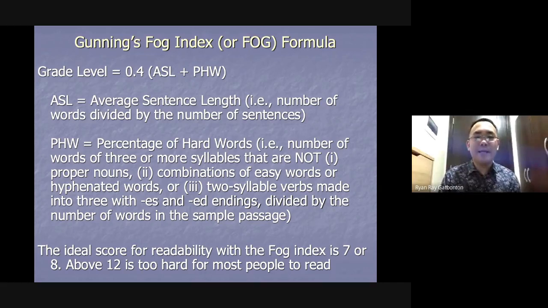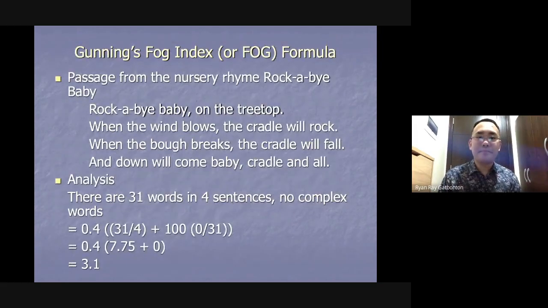The Gunning Fog Index is a readability statistic that tells you na the higher the level of your Gunning Fog, kasi nga fog, the higher the fog, the more vague the sentence is. The lower the fog, the easier it is to understand. Okay? So ito yung Rockabye Baby. Ang kanyang Gunning Fog Index ay 3.1. So it means that this particular sentence can actually be understood easily. Yung nursery rhyme na Rockabye Baby.